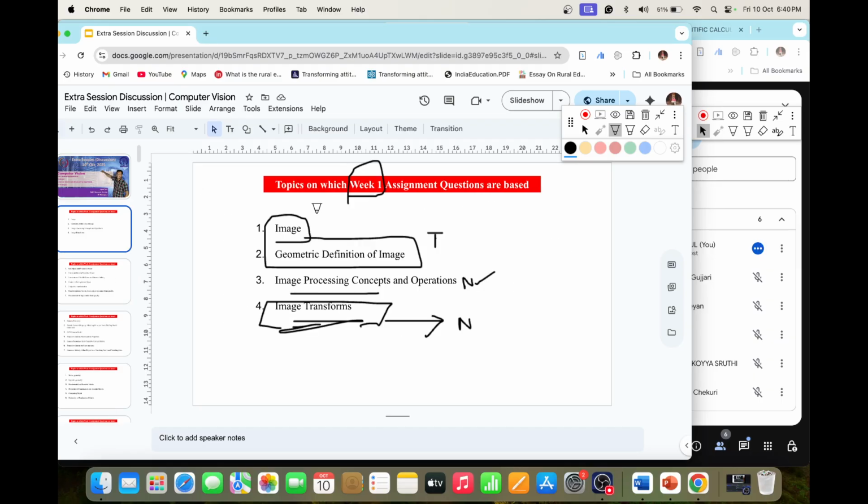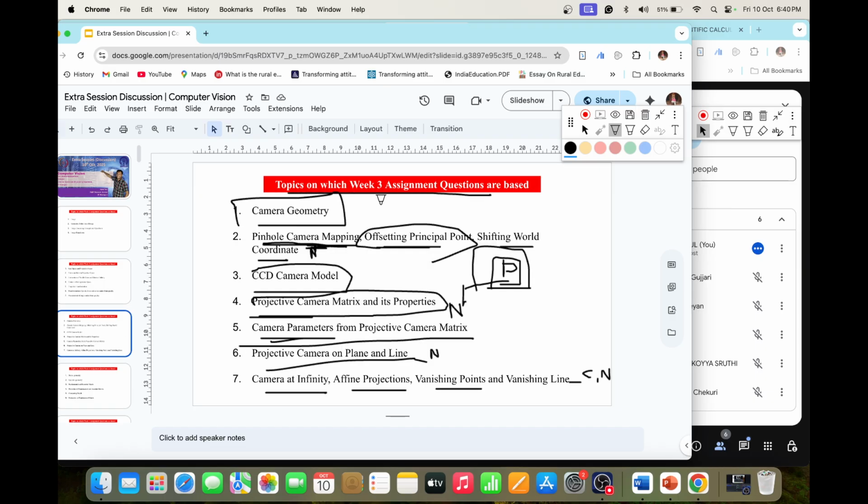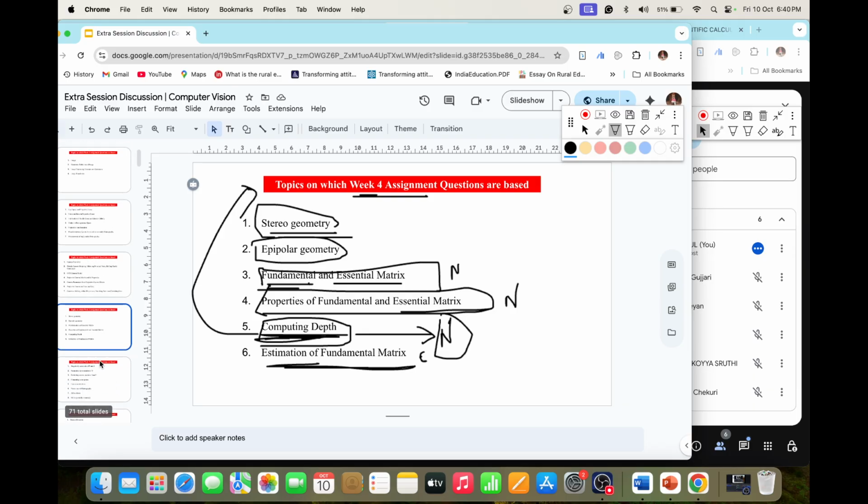So again, let me just brief it. Week 1 is related to images and definitions. Week 2 is related to your projective transformation or the homogeneous transformation. Week 3 is related to your camera geometry or the camera projection matrix, which is more important. Week 4 is more related to stereo geometry, that means not one camera but two cameras, to get the depth.